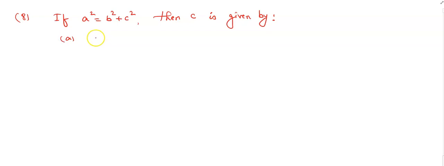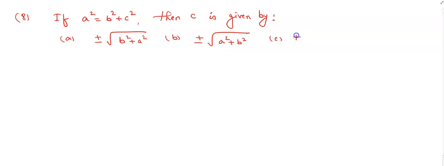c is given by: option A, plus or minus root of b square plus a square; option B, plus or minus root of a square plus b square; option C, plus or minus root of a minus b; option D, plus or minus root of a square minus b square.